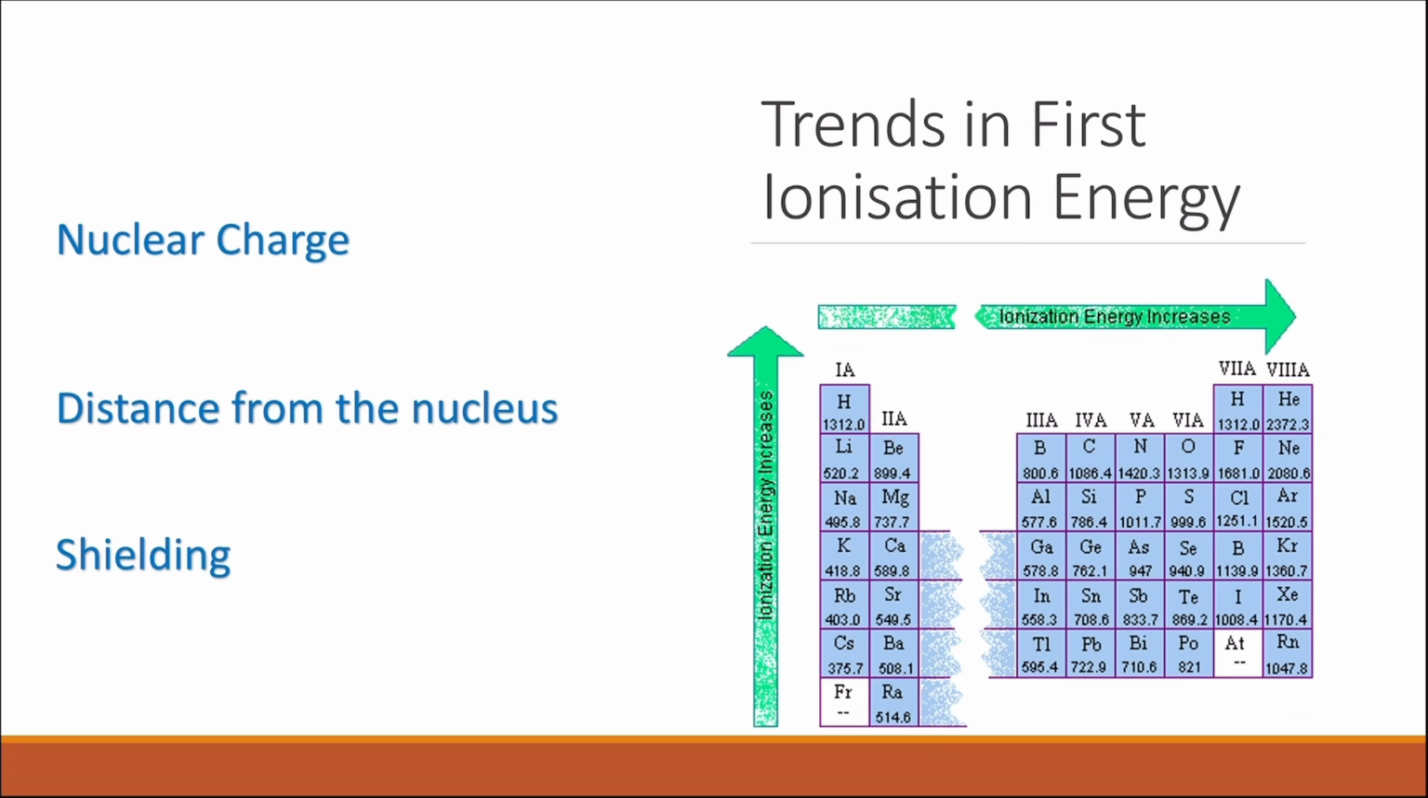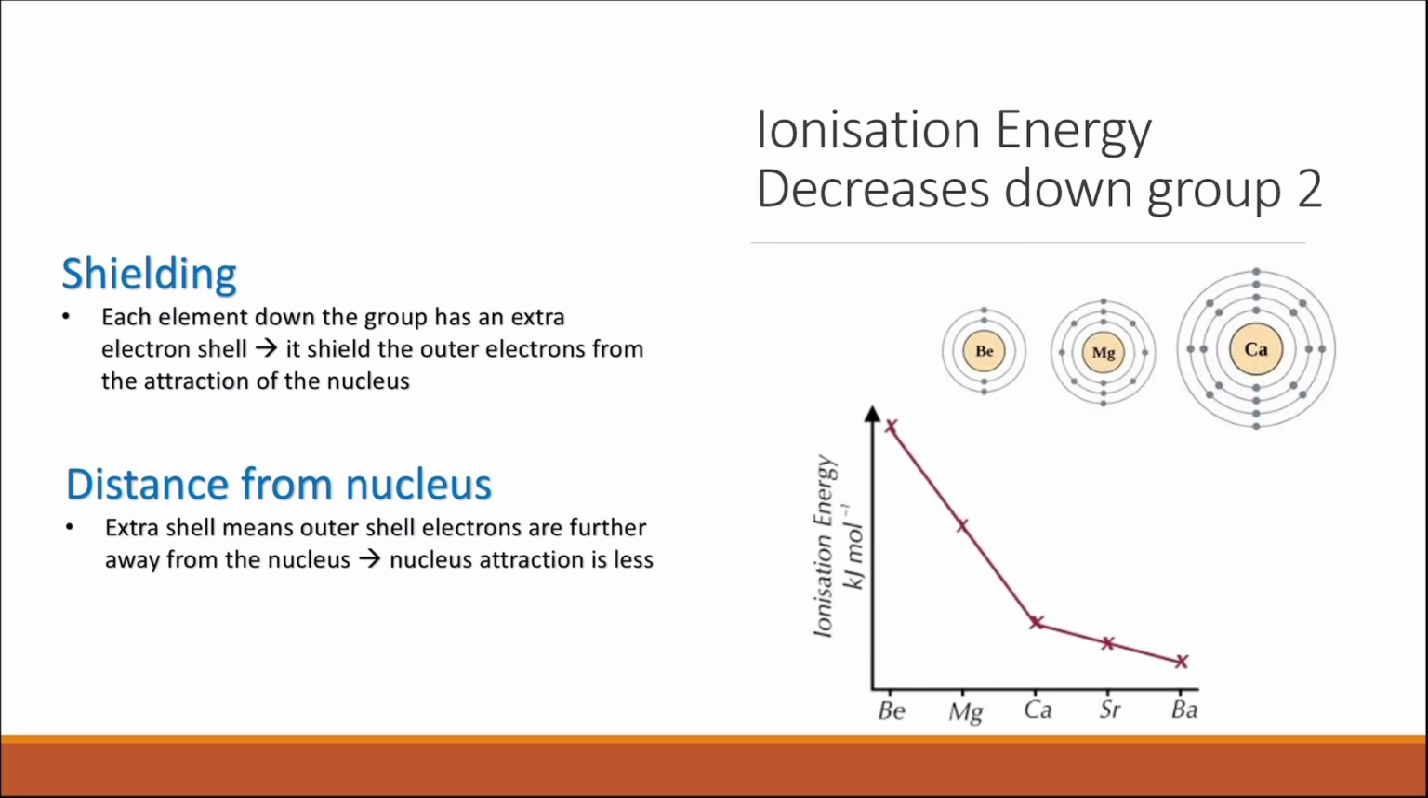Trends in the first ionization energy: we said that we have all three factors, the nuclear charge, distance from nucleus, and shielding. So we talked about the ionization energy down the group. We have group 2 elements, or alkaline earth elements. One of the trends is the decrease in the ionization energy down the group. This is because of the increase in the shielding and the distance from the nucleus.